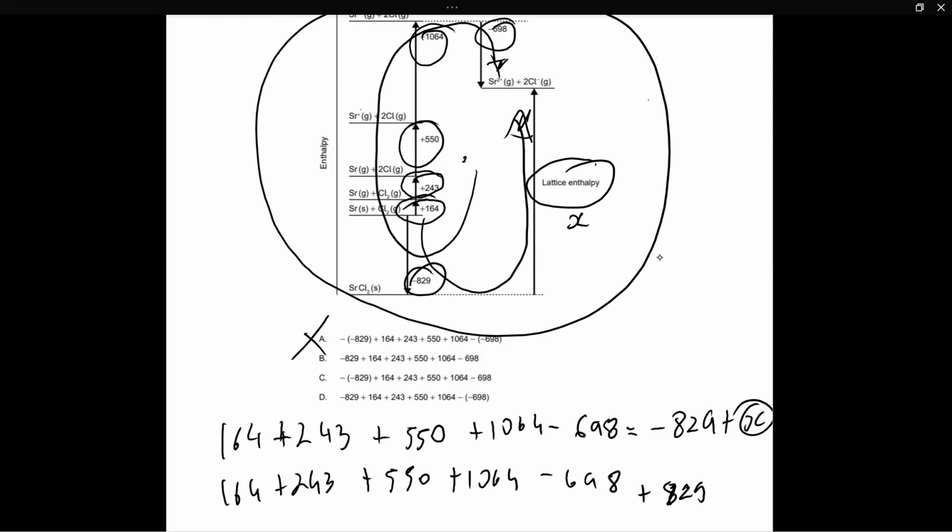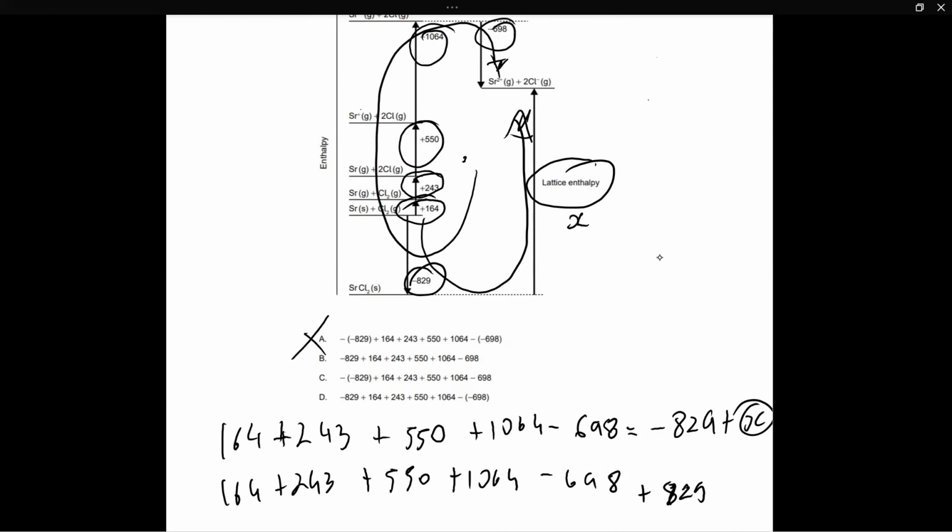Let's see. No, not this, because we have this plus over here. That doesn't make any sense. Not this, because we have a minus 829. That doesn't make sense because in our answer we have a plus 829. What about C? Well, okay, we have a plus here because remember, minus and minus make a plus, and we have a minus. Yep, this is the correct answer. This is the correct answer. And that's it. That's how we have done it.